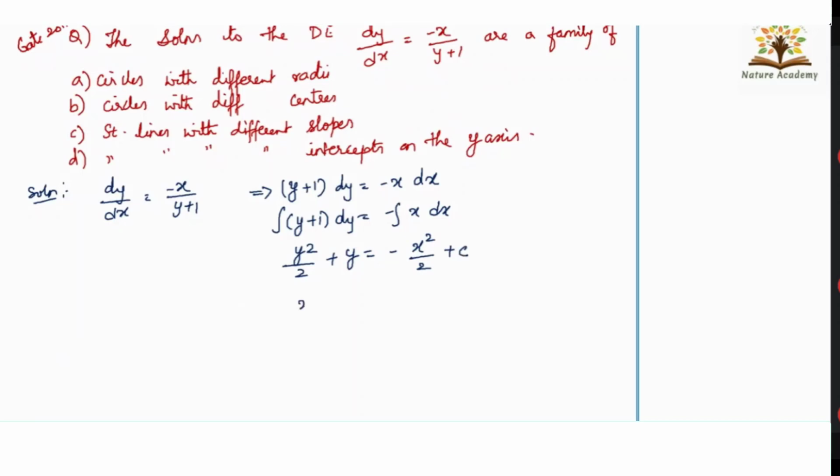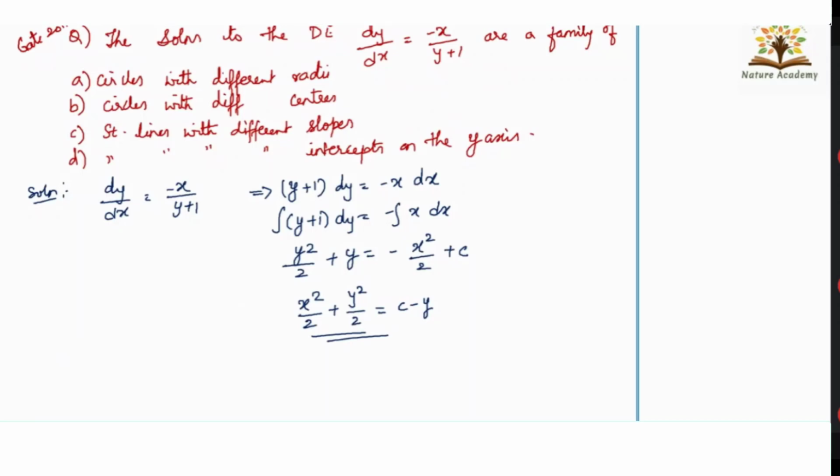Now rearrange everything. x square by 2 plus y square by 2. I want to keep only x square by 2 and y square by 2 on the left hand side, because I am finding the equation of the curve. Rest of the things I will put on the right side. It will be c minus y. Okay, so this is the equation of the curve I am getting.